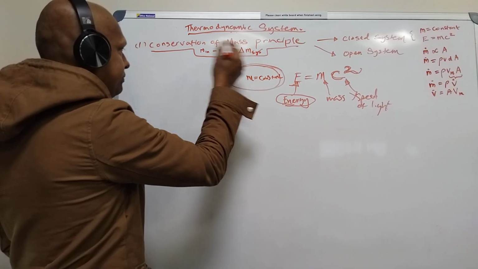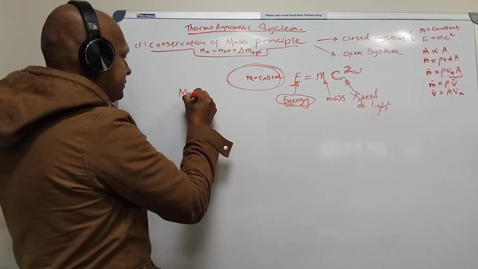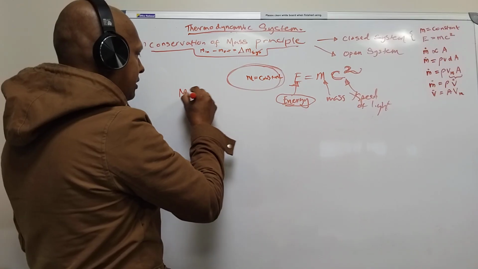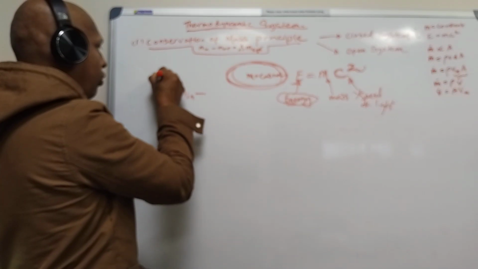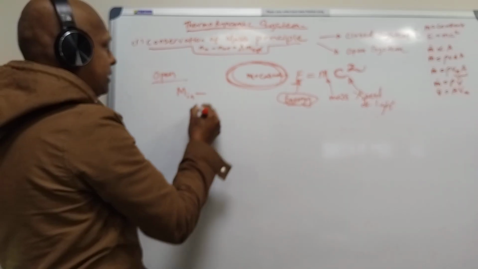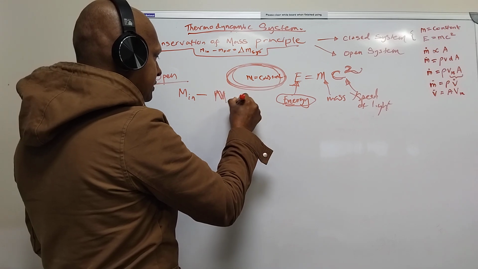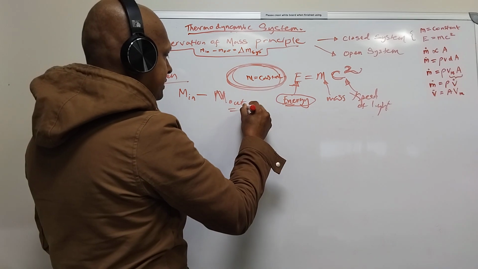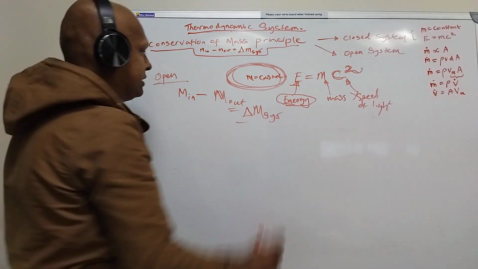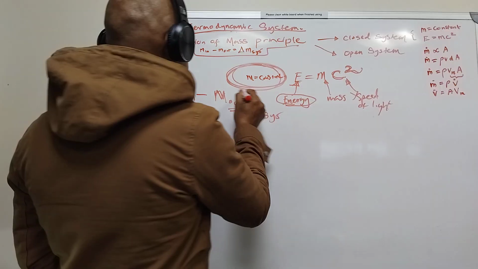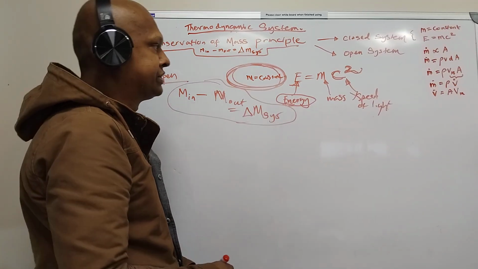Therefore, in a closed system, mass is constant, but this is for an open system: mass coming in and mass going out equals the total mass change of the system. That is what the conservation of mass principle is.